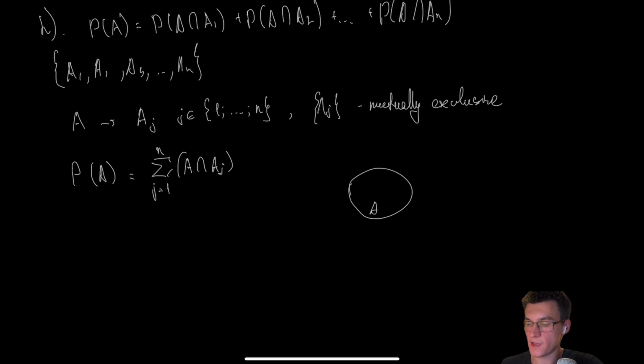Suppose we have some event A, which results in some of the events A1, A2, A3, which are mutually exclusive. We have lots of these events. They make up the whole A, essentially, and at the same time they are mutually exclusive. They do not intersect: A1, A2, A3, and so on.